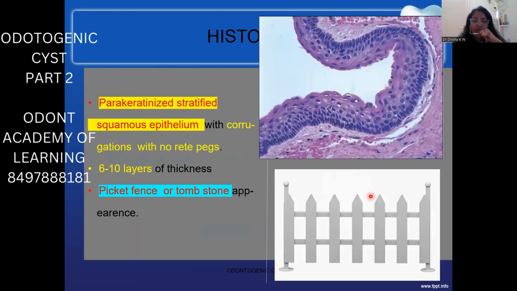Histologically, OKC shows a parakeratinized stratified squamous epithelium with corrugations, and there are no rete pegs seen. And the epithelium usually will have around 6 to 10 layers of thickness, and the basal cells, if we visualize, show a proper picket fence or tombstone appearance.